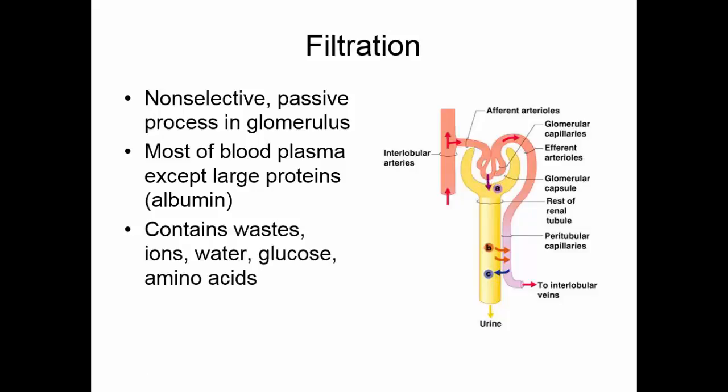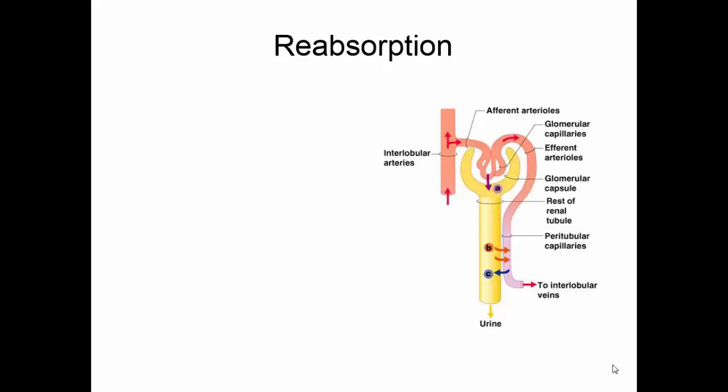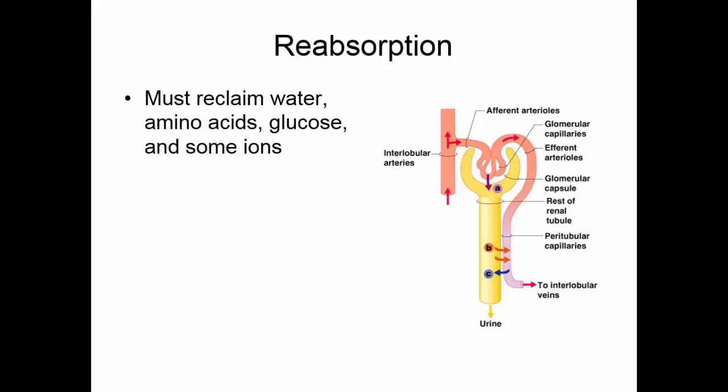The filtrate will contain waste products, ions, water, glucose, and amino acids. Some of these things we want to get rid of, but some of them we need back. Because this is a pressure-driven process, if blood pressure is too low, we will have less filtration. The second step of urine formation is reabsorption. Pretty much everything left the blood.